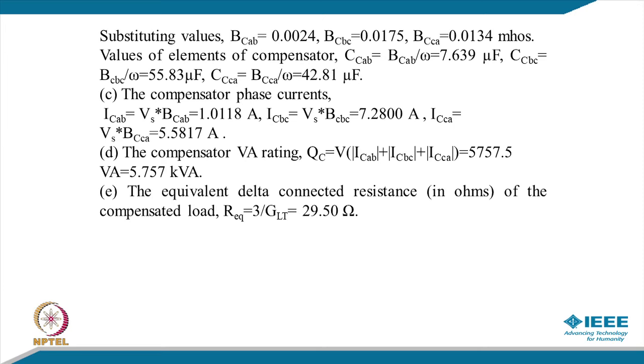The compensator phase current we can find as Vs into these susceptances. So, ICAB comes 1.0118 ampere, and ICBC, the second compensator across the BC line, comes as Vs into BCBC and it comes 7.28 ampere, and ICCA as Vs into BCCA comes 5.5817 ampere. The compensator VA rating comes with the voltage being equal across, and we can take the magnitude of all these three currents, so it comes typically 5.75 kVA. The equivalent delta connected resistance in ohms we can find as Re equal to 3 divided by GLT, and it comes 29.50 ohm per phase. So, that demonstrates not only power factor correction, but also load balancing in this example.